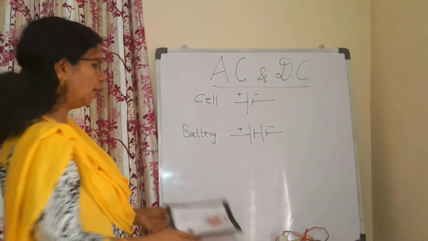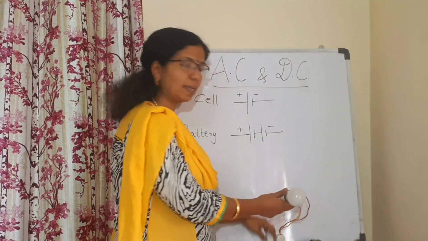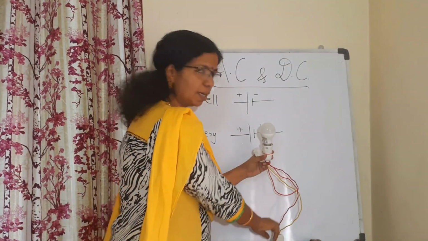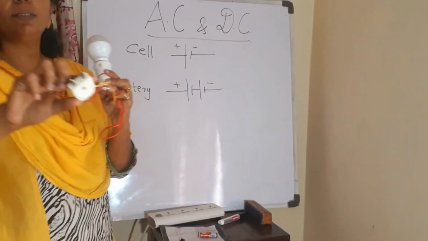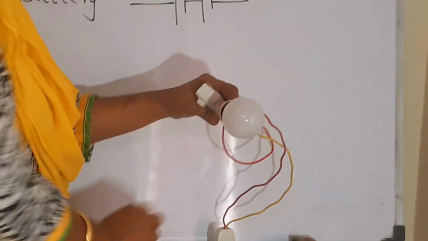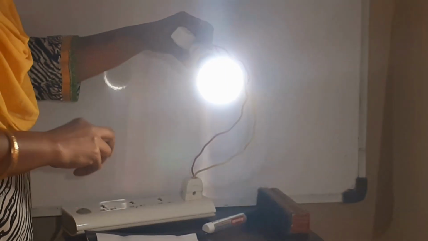Now let us see here in this AC circuit, the second case. What happens in the second case? Just to see this, I have connected this as a 2-pin plug and this I have connected like this. And when I switch it on, the bulb glows.